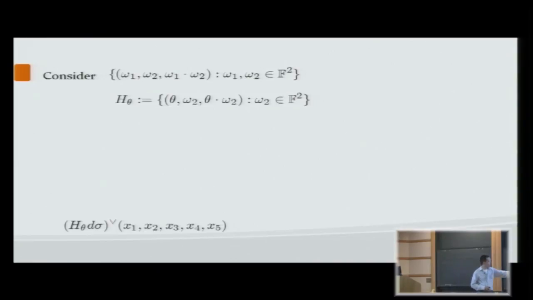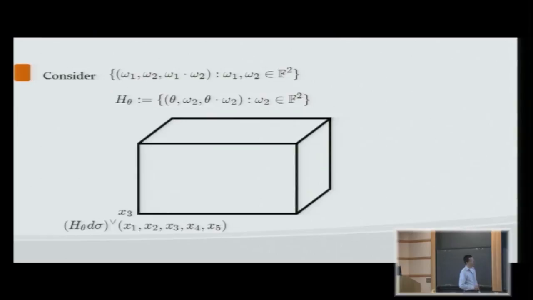Now I'm going to take the inverse Fourier transform of the characteristic function of this. This is a 5-dimensional function. I can't draw 5-dimensional functions very well, but I'm only going to draw the last 3 coordinates. This is a 2-dimensional plane in 5 dimensions, so this Fourier transform will be a 3-dimensional affine subspace, and in the last 3 coordinates, I'm only going to get a line.